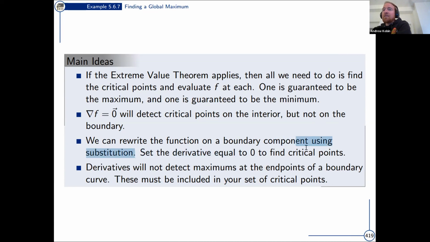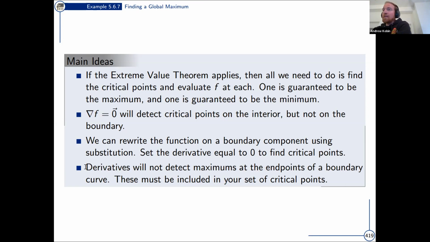Often setting the derivative equal to 0 of that simpler function, which is usually going to just be a single variable function, will help you to find critical points along that boundary component. And if you assemble all of these points together, you can detect the possible max and min values of the function. One warning is that the derivatives, be they partial derivatives or single variable derivatives, will not detect maxima at the endpoints of a boundary curve.